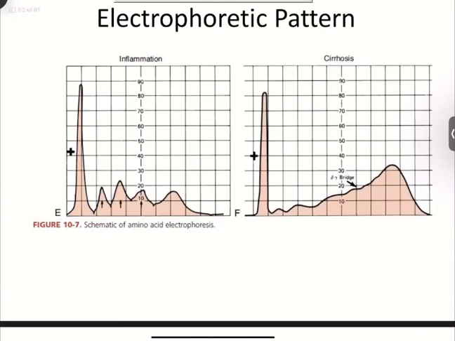Next is for your inflammation. Tatlo ulit yung peak on your alpha, beta, and gamma region. Then the cirrhosis, para siyang magkakaroon ng wave at the end. But this is not like your monoclonal because isa lang yung spike nun. Okay? Because these are proteins produced by your liver.